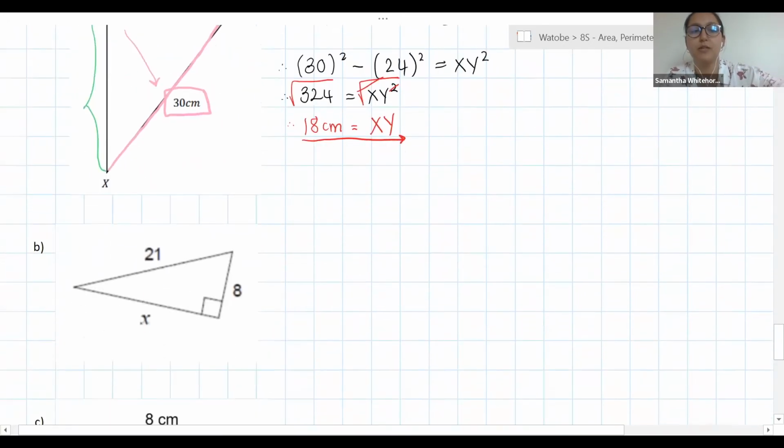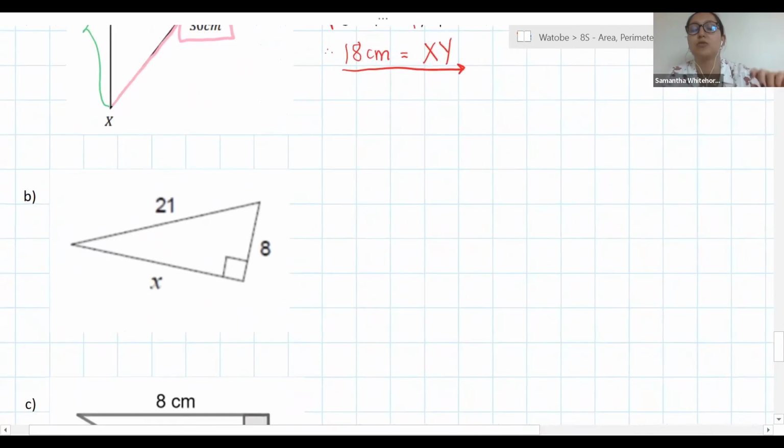Alrighty, so I would like you guys to have a try at answering question B. So question B, remember, think about where your hypotenuse is. I'm wanting you to solve for side X. And so substitute into your theorem and solve for X for me. If and when you're ready, you can put your answer on the chat or you can raise your hand and then we'll see what we get. Remember your square roots, and remember that if you are not solving for the hypotenuse, you are going to have to subtract.